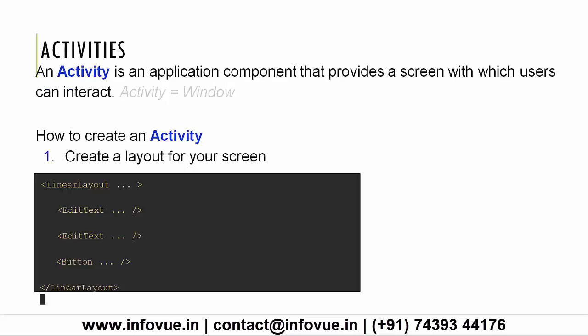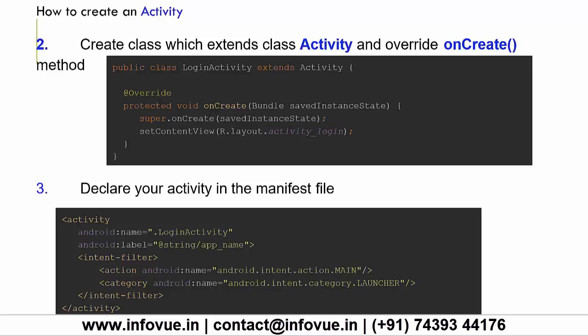Here an example is given in which we have created a linear activity, in which we have created a linear layout with two edit texts and one button. In linear layout, we can place our items in a linear view, whether in a horizontal linear view or in a vertical linear view. How to create an activity?